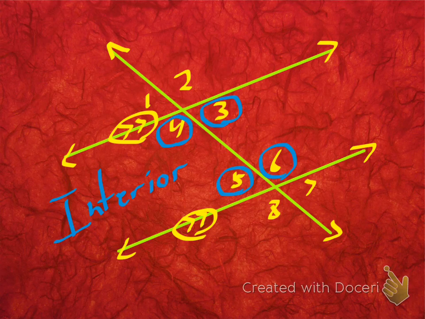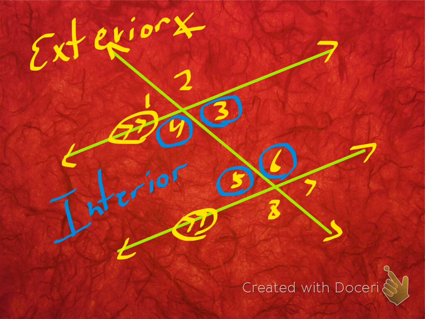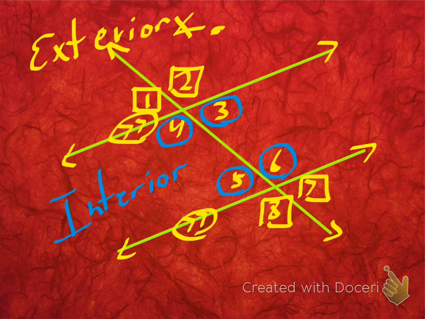So the interior angles would be 4 and 3, 5 and 6, because all four of these angles are sandwiched inside the parallel lines. Well, if the blue angles that I just circled are called interior angles, I bet you have a pretty good guess of what the 1, 2, 7, and 8 are called. And sure enough, they're called exterior angles. Okay, so the exterior angles, we're going to put boxes around these, 1, 2, 7, and 8.